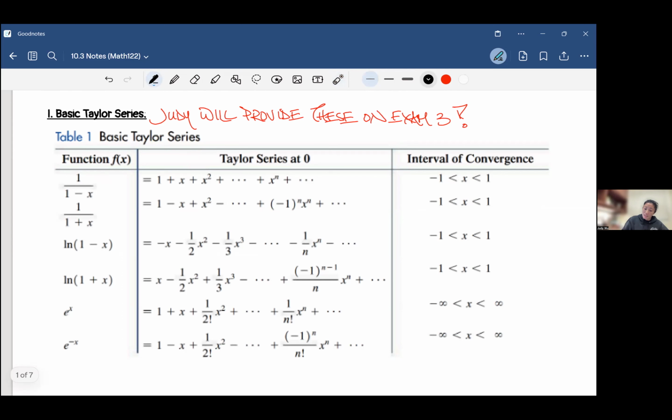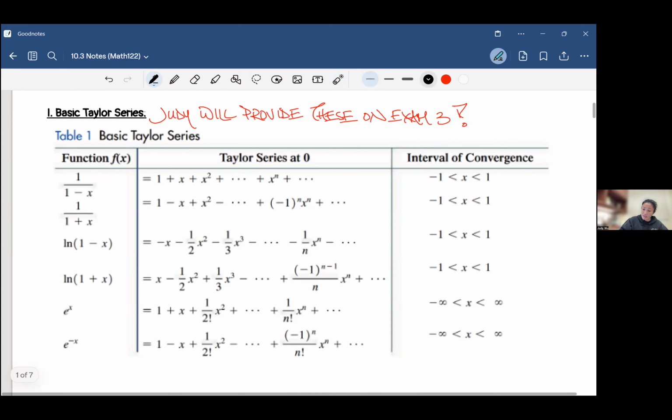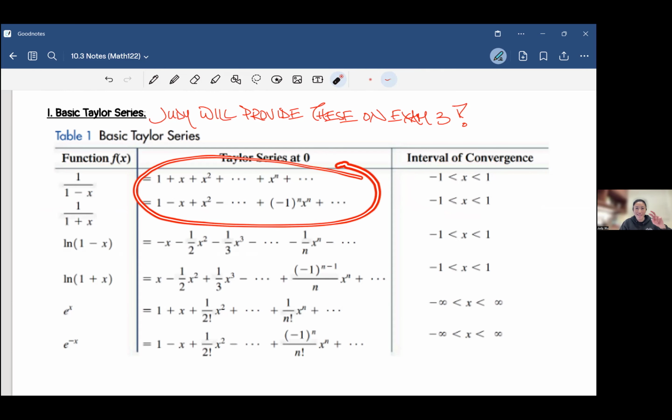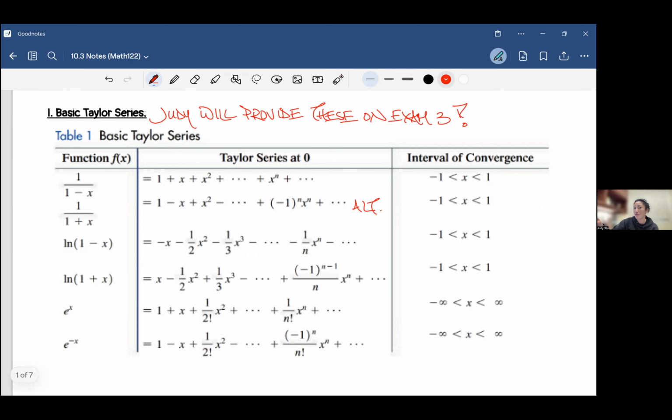Okay, so we've got our basic Taylor series. Hopefully these look familiar by now. We've got 1 over 1 minus x, 1 over 1 plus x. Both of these have an interval of convergence between -1 and 1, and they look very, very similar, except there's a sign difference. In fact, we might even say that this second one is an alternating series where one term is positive, one term is negative, one term is positive, one term is negative.